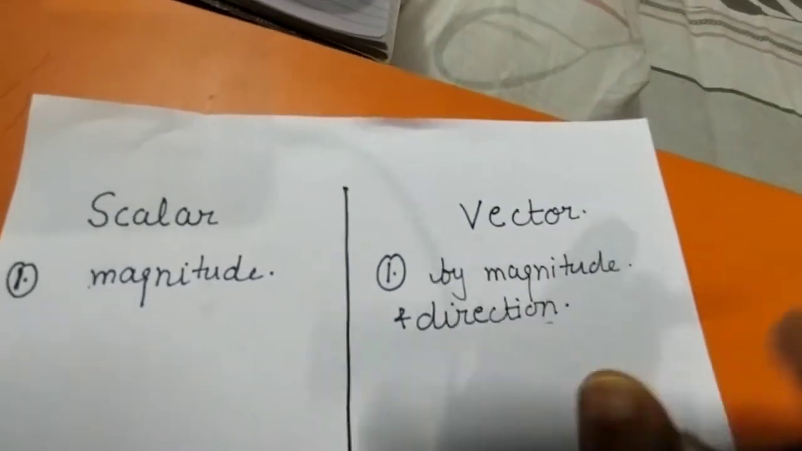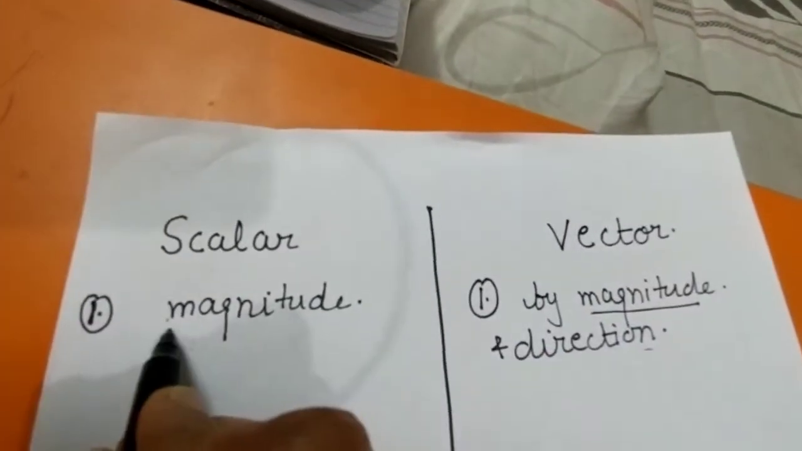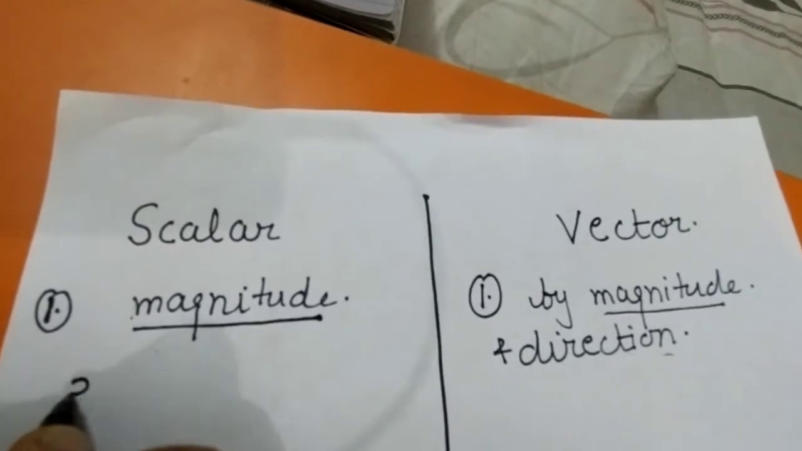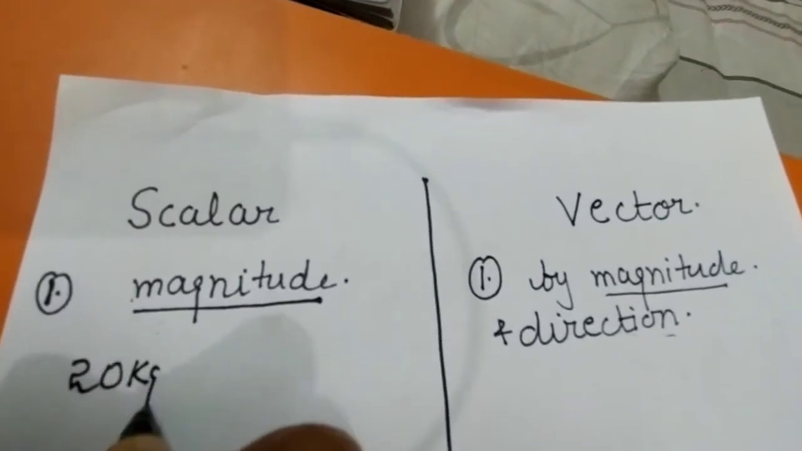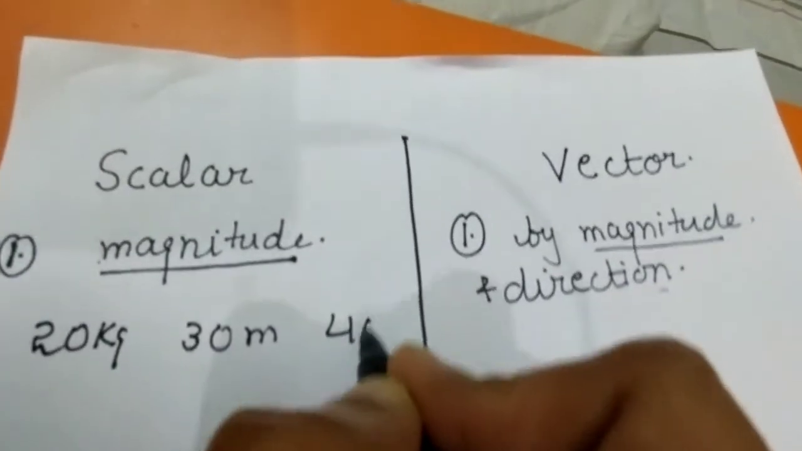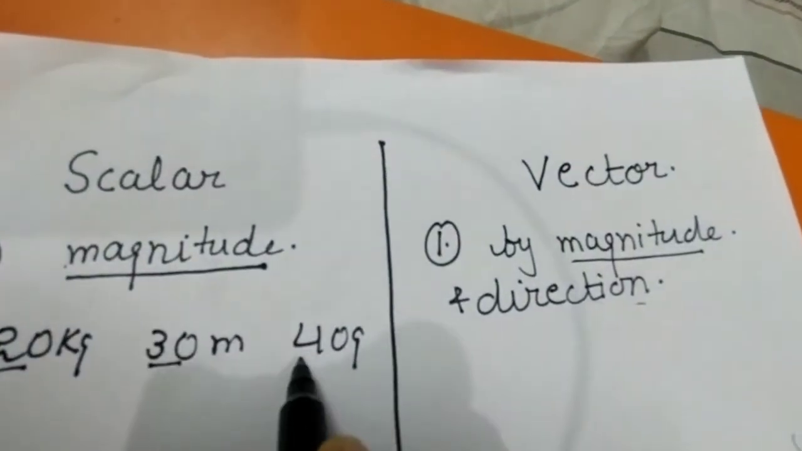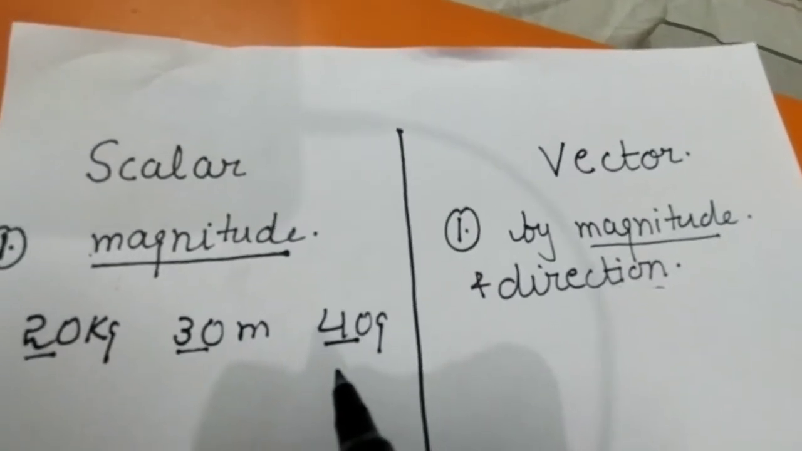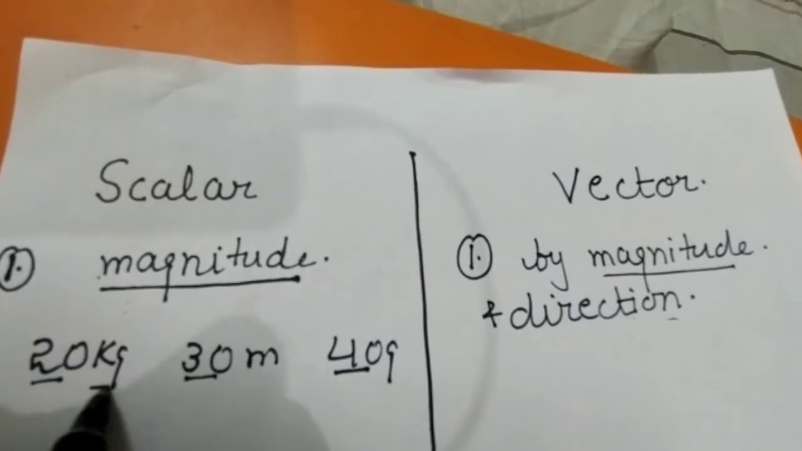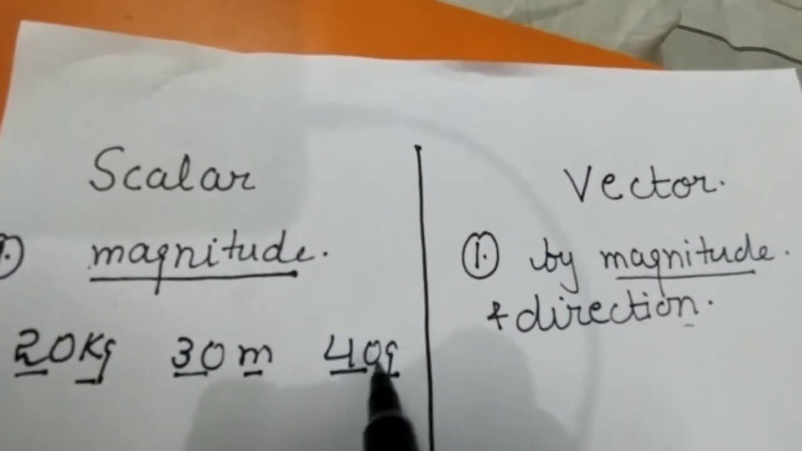Now the question comes: what is the magnitude? Magnitude is the numerical value. For example, if we say 20 kg, 30 meter, 40 gram, etc. Here we know 20, 30, 40 are numerical values and these represent the magnitude, and here kg, meter, gram are units which define these numerical values.